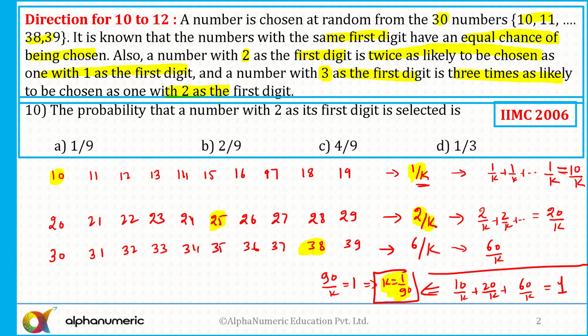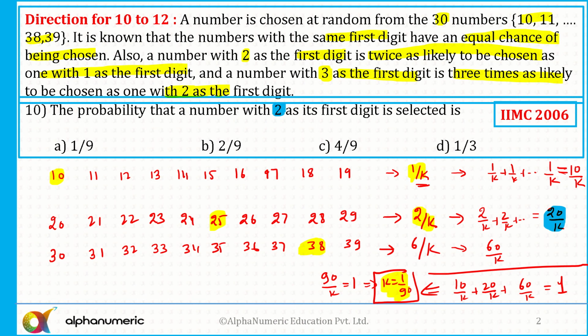So now let's come to the questions here. What is the question here? The question says, what is the probability that a number has 2 as the first digit. So I need to find out the probability of a number with 2 as the first digit. For 2 as the first digit, the total is equal to 20 by k. Yes or no? There are 10 numbers. So I can pick either 20 or 21 or 22. Or means addition. So total it is going to be equal to 20 by k.